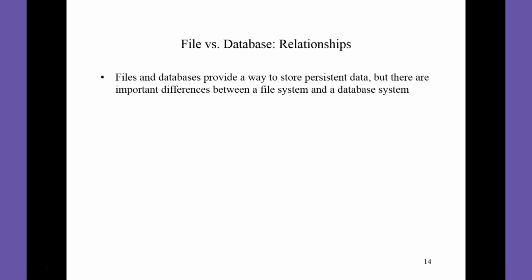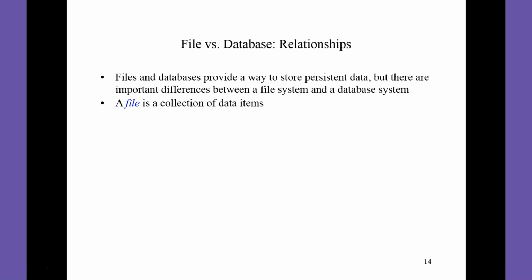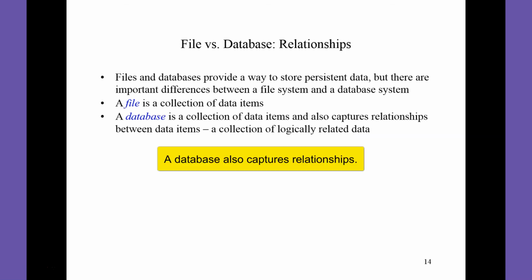Simple operating system files can also be used to store application data in separate files for employees, departments, vehicles, parts, policies, and so on. The organization of such files is based on a record, which is a simple collection of data items. Thus, a file is a collection of data items. So what's a database? A database is a collection of data items as well, but the database also captures relationships between data items. This is a collection of logically related data.